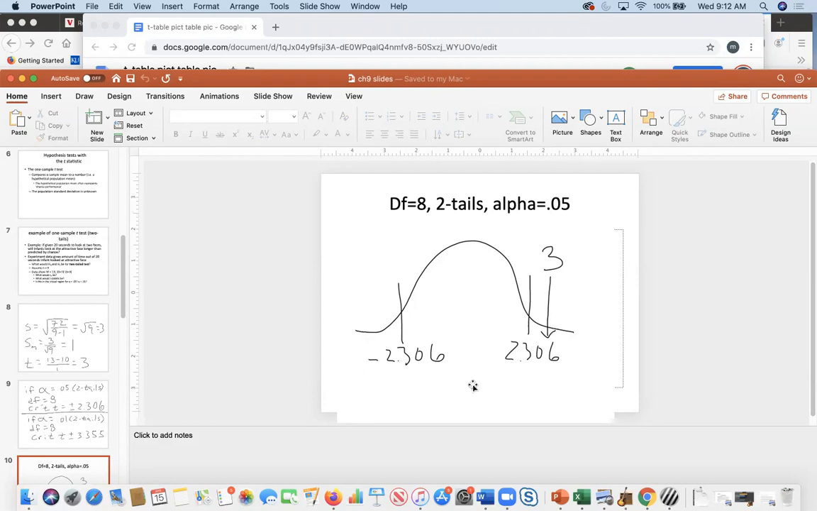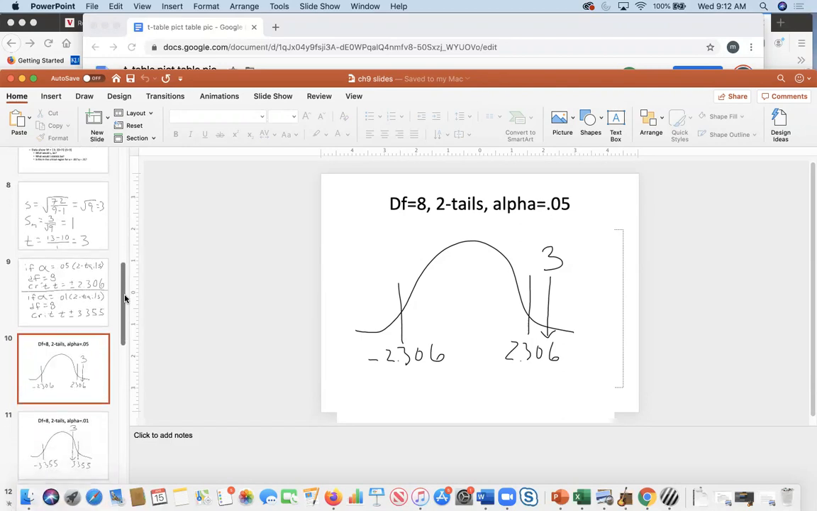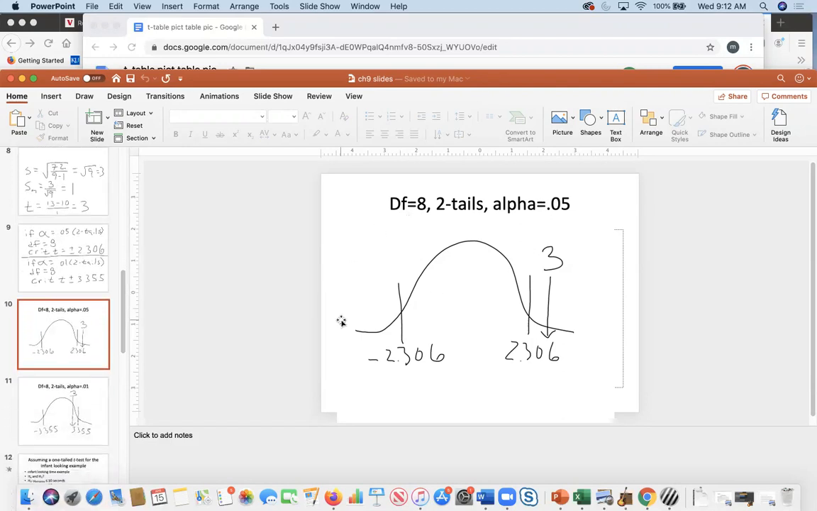So what would we decide to do here? Accept the null hypothesis or reject the null hypothesis? Our T is in this tail. It is in the critical region. Therefore, should we accept or reject the null hypothesis? Reject the null hypothesis. Thank you. It is a rejection. You should be rejecting the null hypothesis because 3 is in this tail.